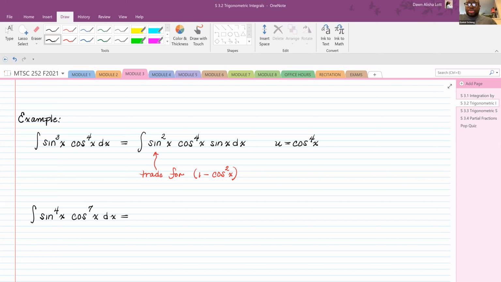So it's going to be the integral of sine to the fourth of x times the cosine of x dx, so this is going to be my derivative. So u is going to be the sine of x. So now I'm going to have to trade off these.